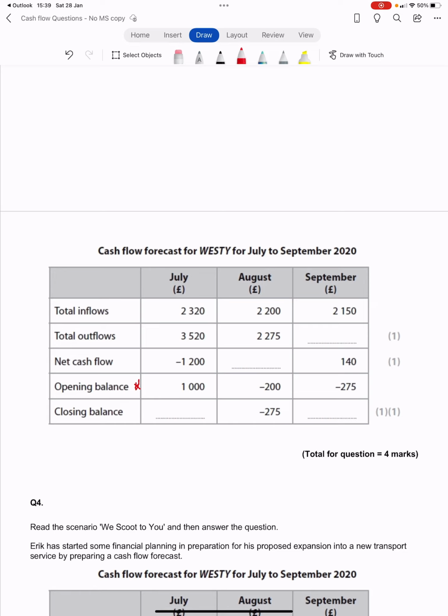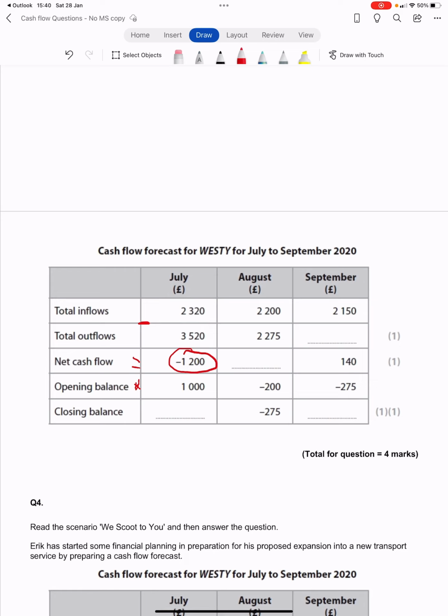And during the month, we have actually lost £1,200 in cash. That's because the total inflows are less than the total outflows. So to work out net cash flow, we do total inflows of £2,320 and we minus off the total outflows of £3,520, and that will give us the net cash flow of minus 1,200 in this case.